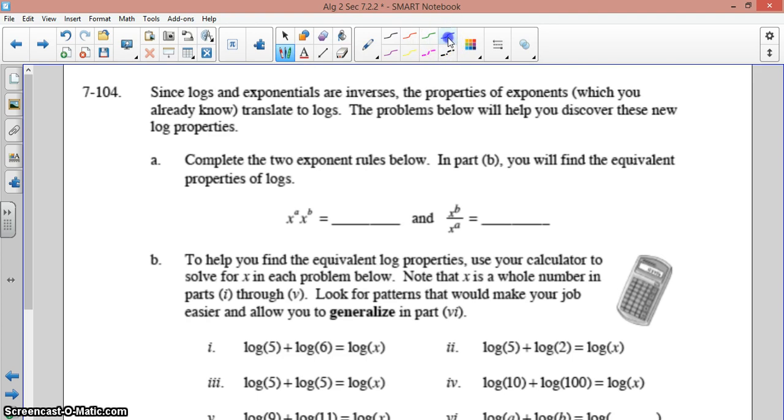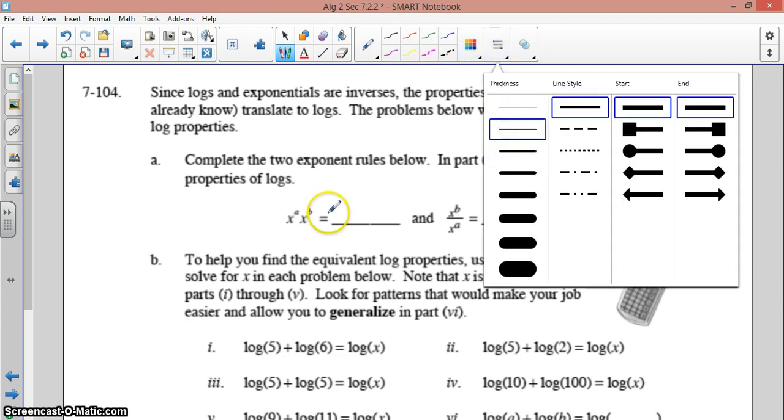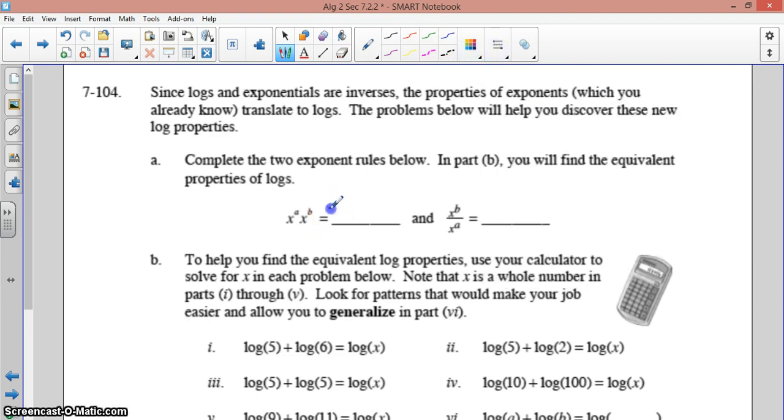So for letter A, if you recall, x to the a times x to the b, we can make that a single base of x and add the exponents. Along those same lines, if we have x to the b divided by x to the a, same base, but now we're dividing, we can make that one base of x, but now subtract our exponents. So it's x to the b minus a, or whatever's on the top minus whatever's on the bottom.